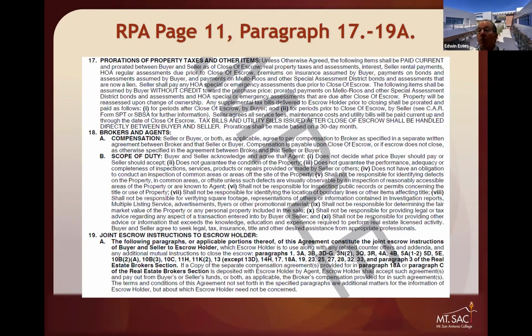So again, if you're writing an offer on a for sale by owner, you need to use the SPC form, single party compensation agreement. Establish your commission with the seller with that document. Does not create agency, and then you can write your offer. All right. Paragraph 19 lets escrow know what paragraphs in this contract they need to be concerned with.